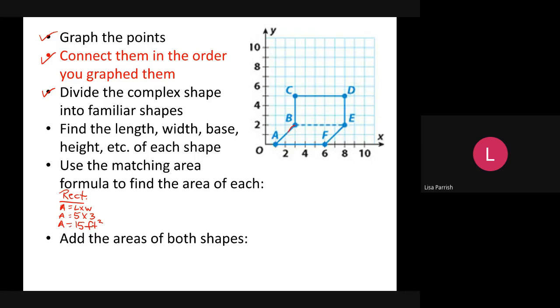Now, if I look at this shape, it looks kind of like a leaning rectangle. And if we remember from our area formulas, this would be a parallelogram. That would be another reason it would be good to have our orange sheet handy so you could confirm the shape if you're not sure. Okay, as we saw on the previous slide, area of a parallelogram is base times height. So for this one, I need my base. It can either be the B to E or the A to F. Okay, those are going to be the same distance.